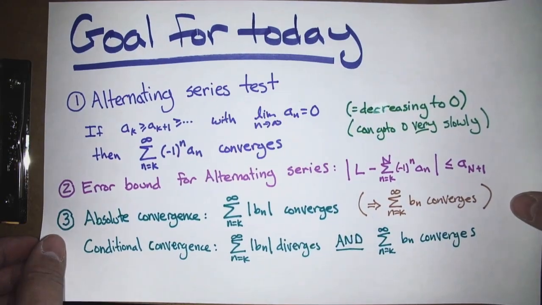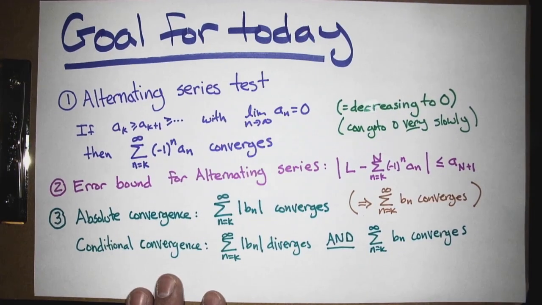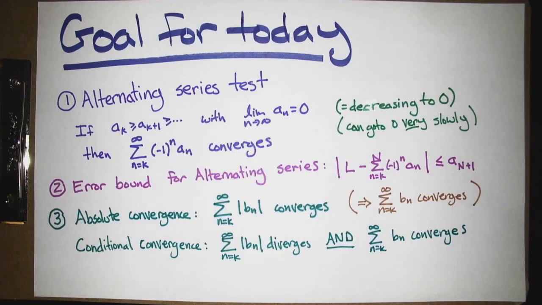Well, what's our goal for today? We have one more test, and it's one of the easiest tests to talk about. It's called the alternating series test. The alternating part means we alternate sign: plus, minus, plus, minus, plus, minus.